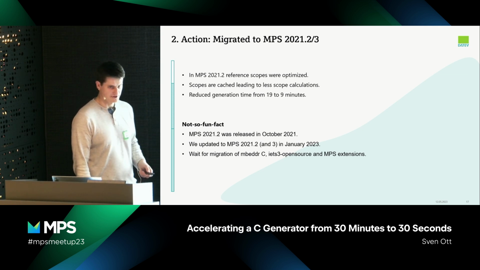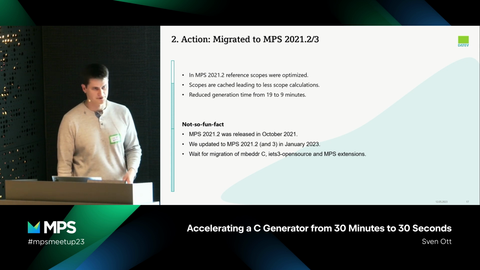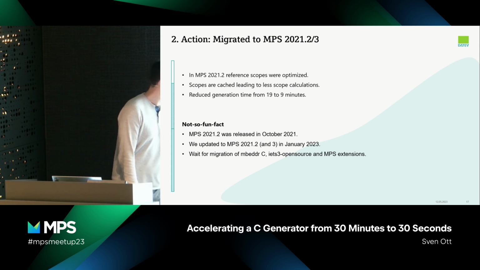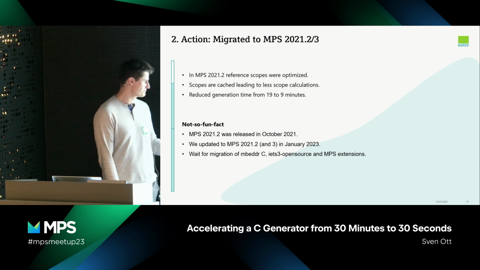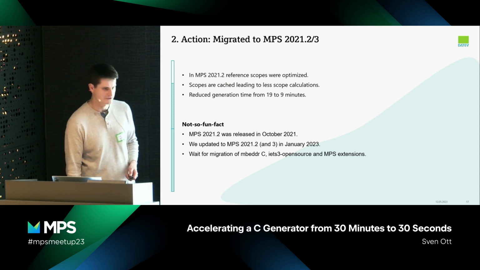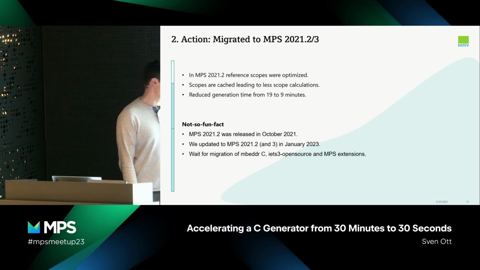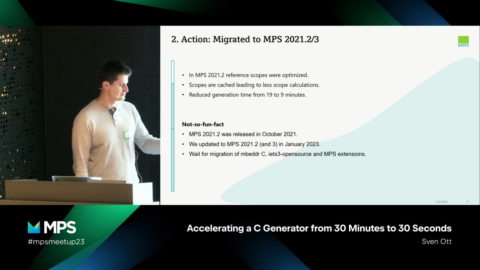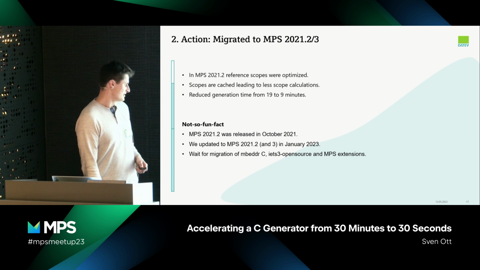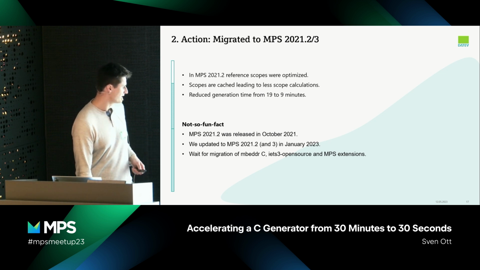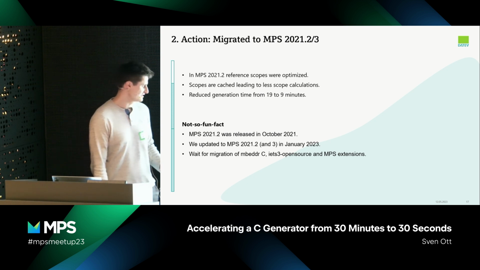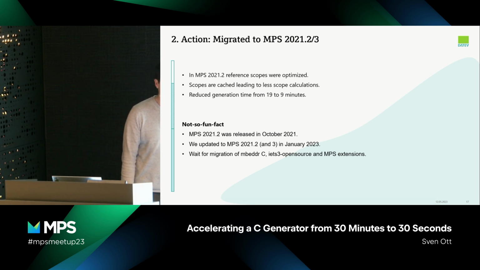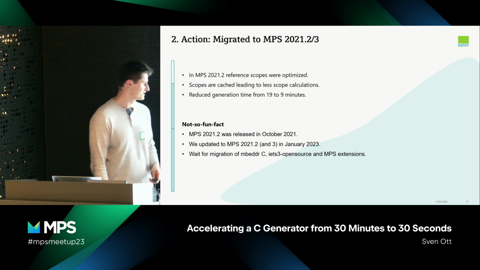So we saved just 10 minutes by moving to a new MPS version. The not so fun fact about this topic is that MPS 21.2 was released in October 21, and it took us around 1.5 years to migrate to that new version. The issue why we had to wait so long is that it took some time until mbeddr-C, ETS3, open source, and MPS extensions were migrated to that new version.